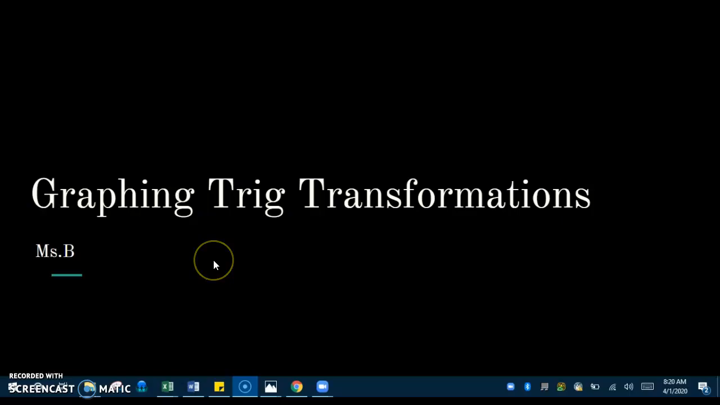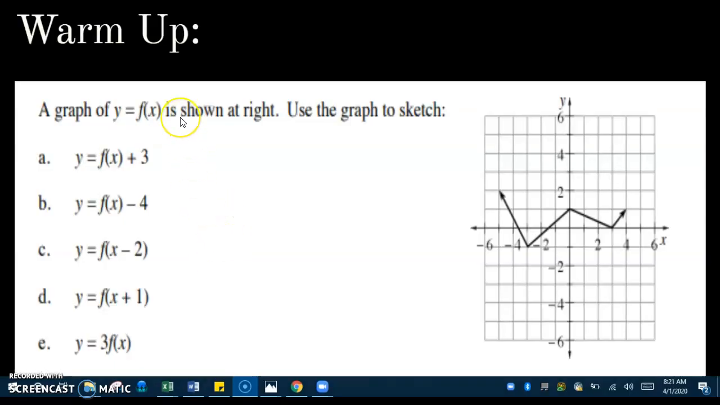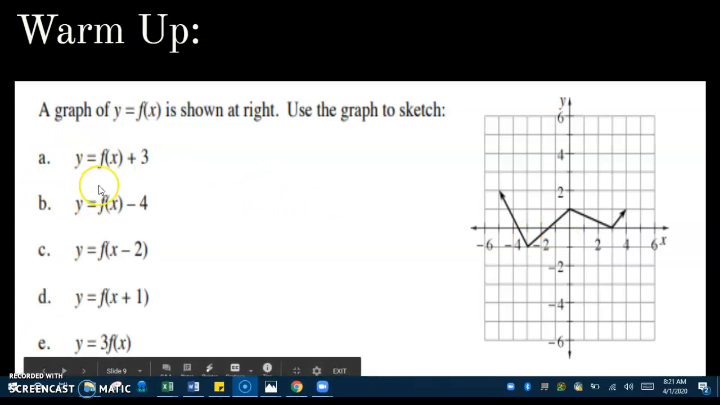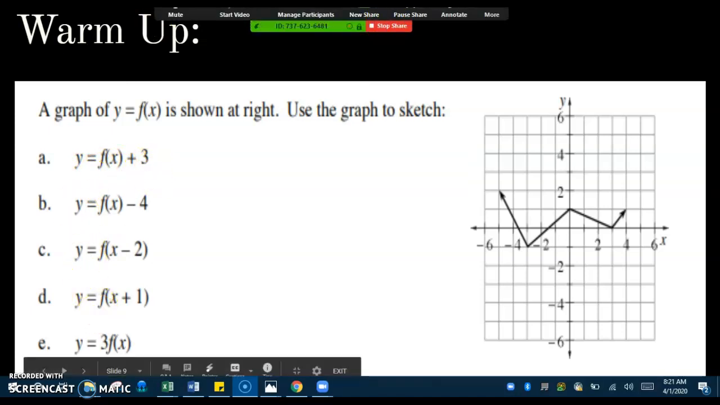All right, so what I want you to do is pause the video, and the first thing is I want you to identify what is going to happen to the function. They have the function to the right. Based on A through E, tell me how the transformation changes the function. I will do A with you before you pause the video so you know what's going on.